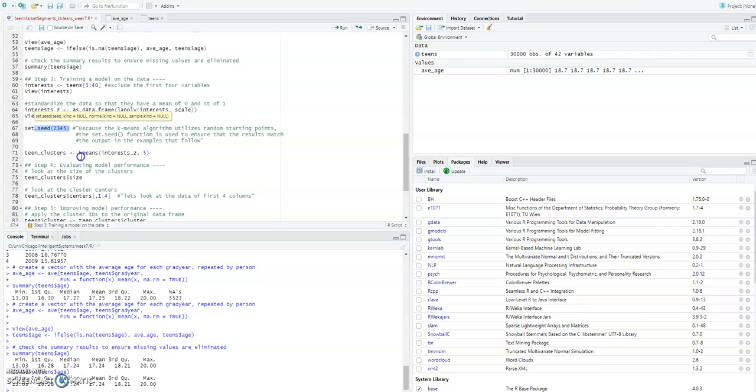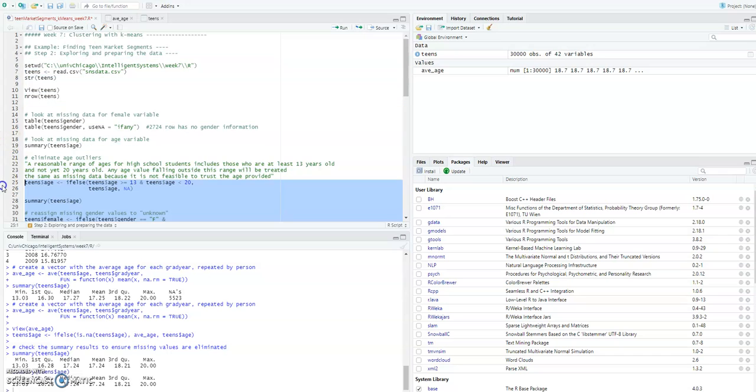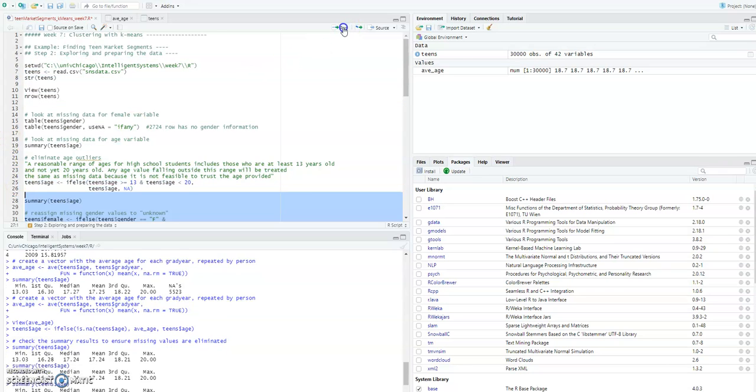Once we have done that, the next step is to run the k-means algorithm on the standardized data, which is stored in this variable interest underscore z. For this k-means algorithm, I have assigned the k value as 5, meaning that I would like to classify the data points into 5 different clusters. This again is up to you. You can give it 3 clusters, 4 clusters, any number that you want. But in the given case, I just give it a value of 5.